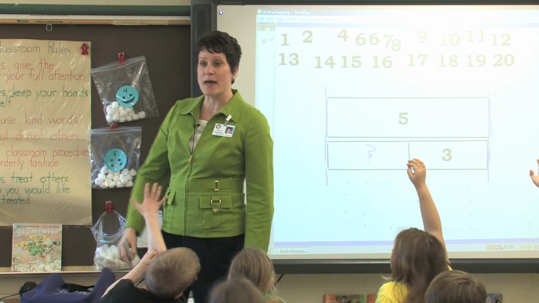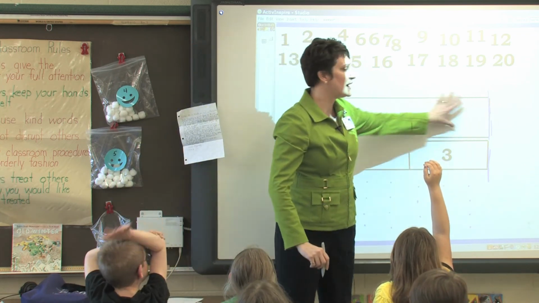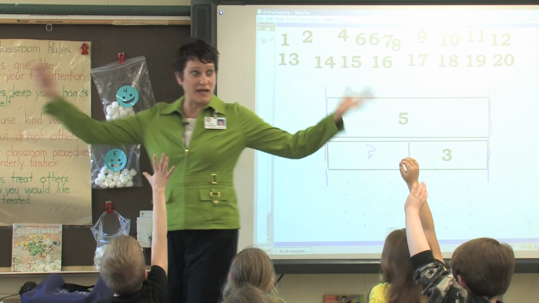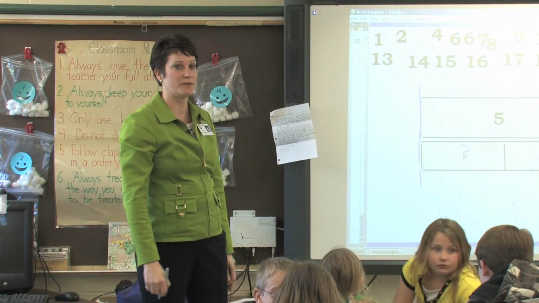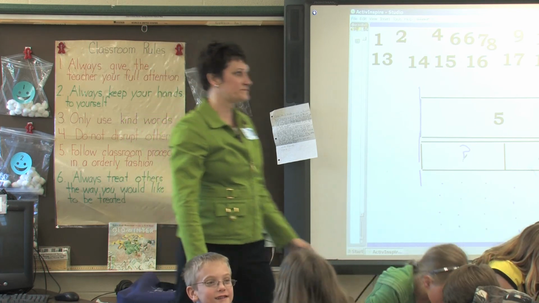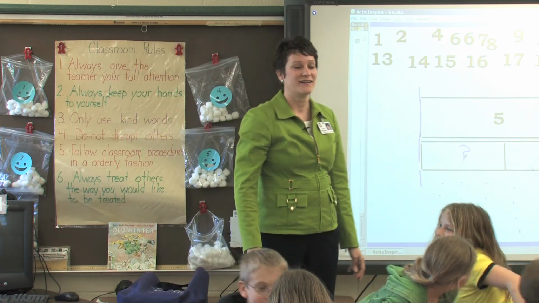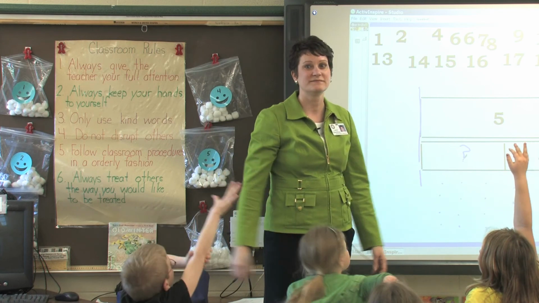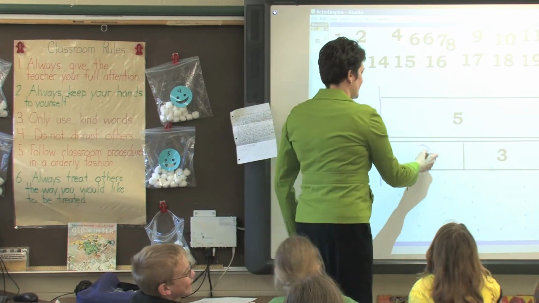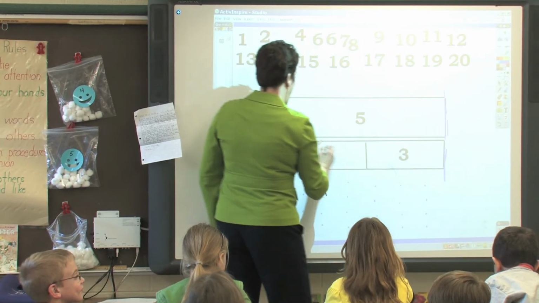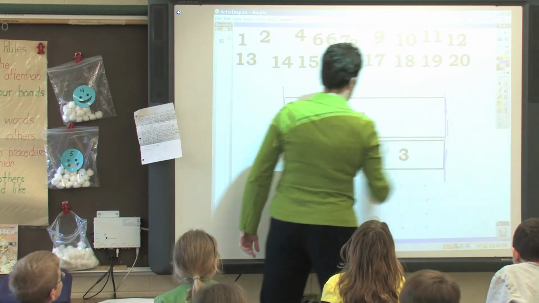I want to know what goes in that part. My whole is 5. One part is 3, but what's the other part? Whisper it to your neighbor, please, or your person across from you. Okay, that was easy. Raise your hand when you know it. Ready, everyone? When I drop my hands, go. 2. You got it. How did you get 2?